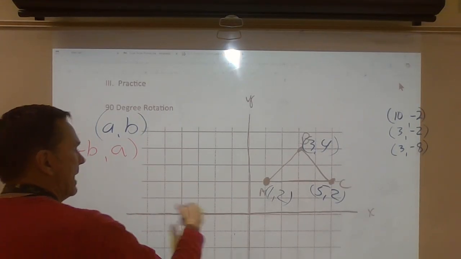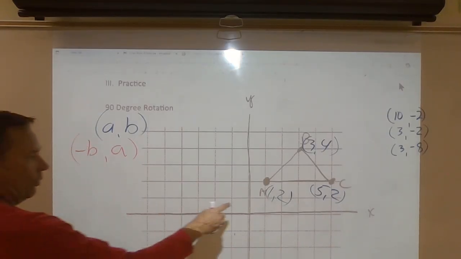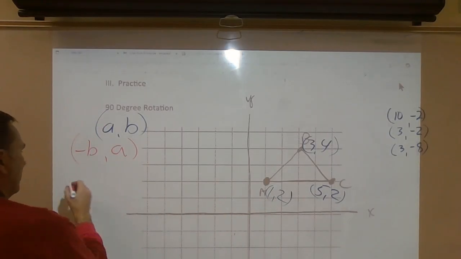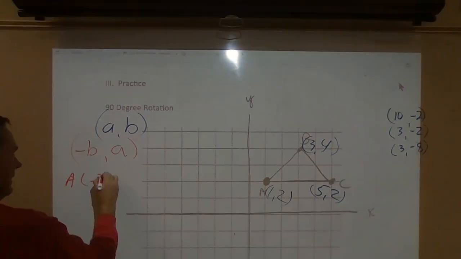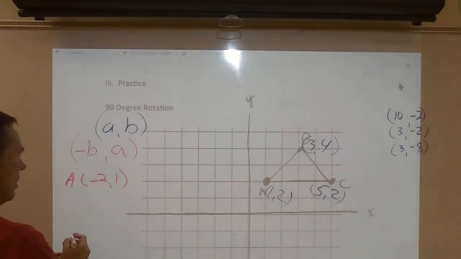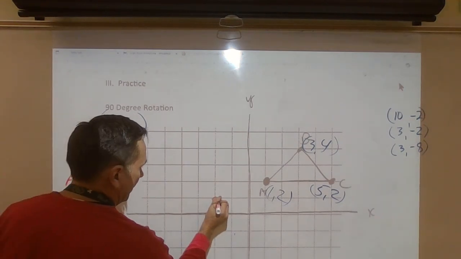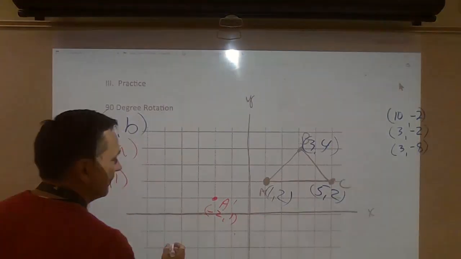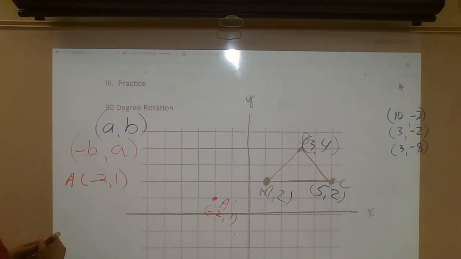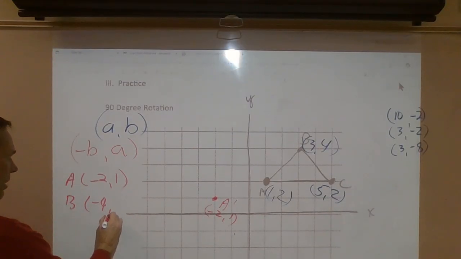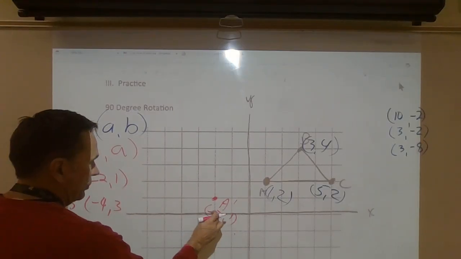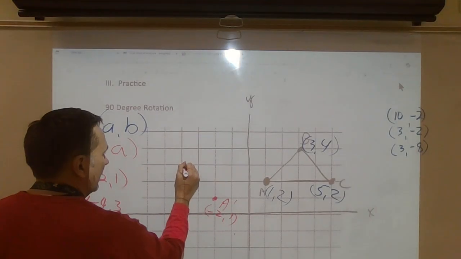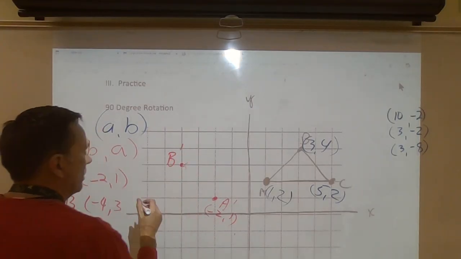So our A value, we start with 1, 2, will now be negative 2, positive 1. Here's A prime. Our B value, 3, 4, that we start with, will be negative 4, positive 3. 1, 2, 3, 4, 1, 2, 3. And here's B prime.